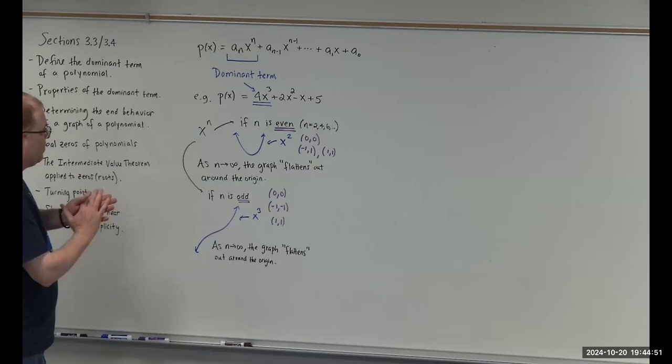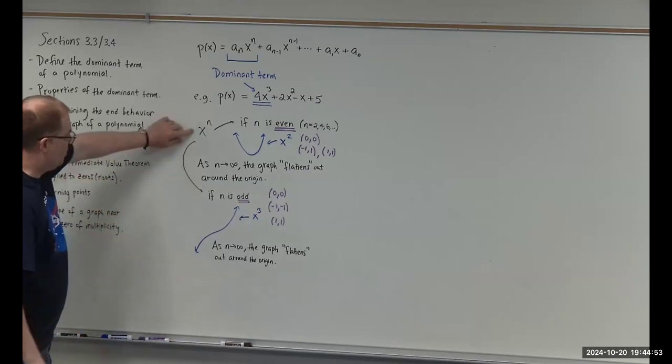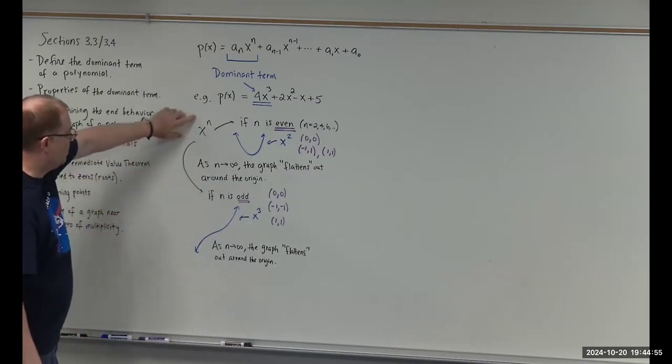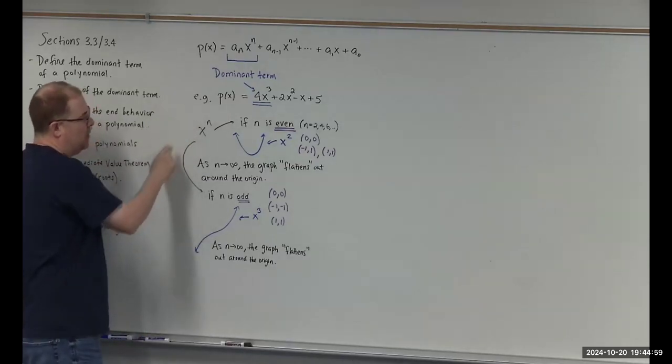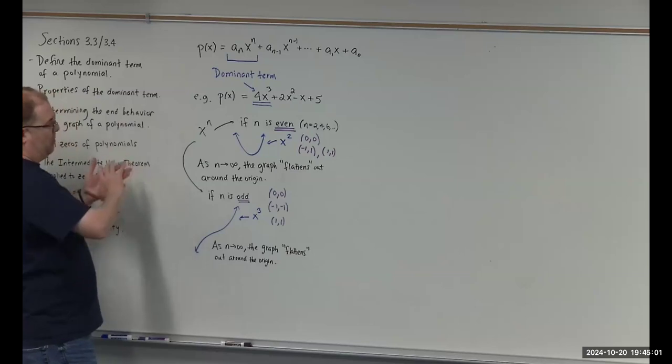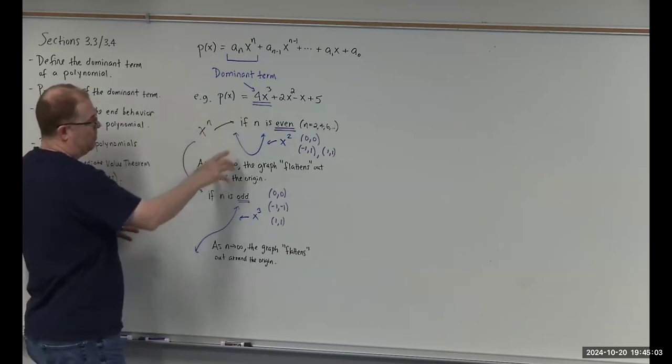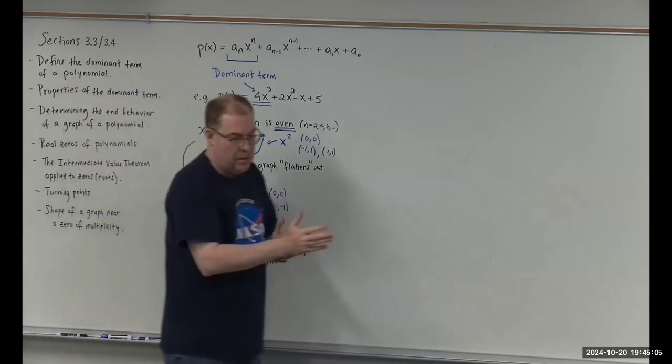So those are the properties of this, which is part of the dominant term. We're not considering a coefficient, we're just considering a 1 for the coefficient. If you throw in a coefficient, the effect is still the same.